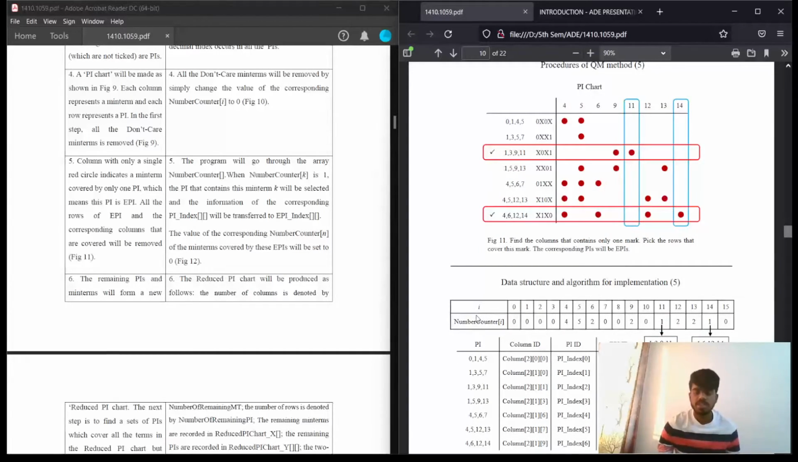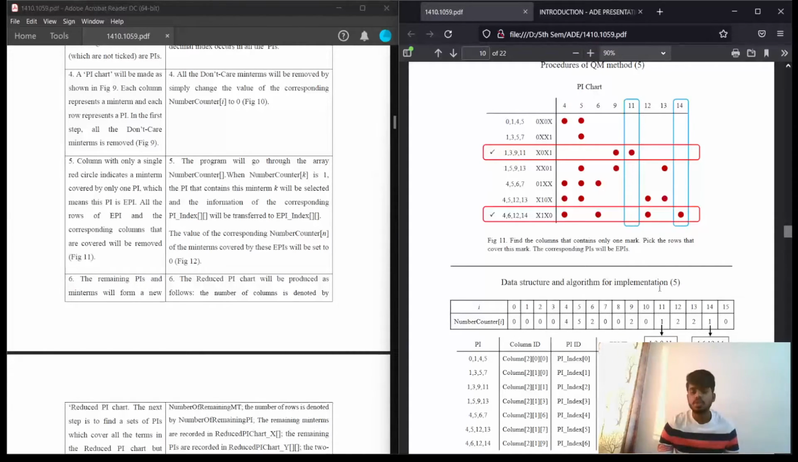This is particularly easy for a computer because it just goes through this number counter. See, for 4 the number counter is 4. For 5 it's 5. For 6 it's 2. For 9 it's 2. For 11 it's 1. For 12 it's 2. For 13 it's 2. For 14 it's 1. So the compiler just goes through the number counter, and wherever it finds number counter 1, for the corresponding min term it understands that it's an essential prime implicant.